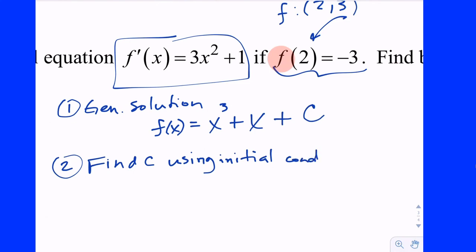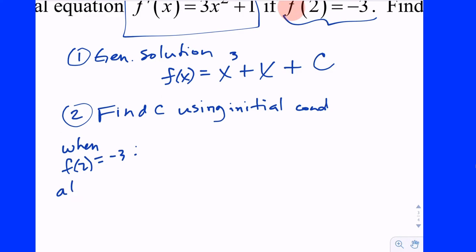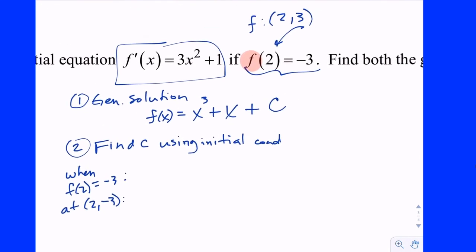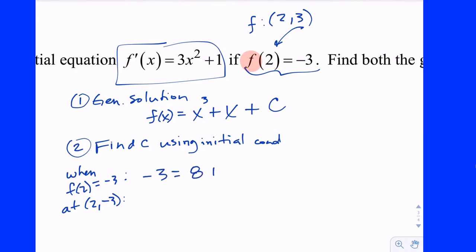All right, part 2, you're going to find c using what we are calling the initial condition. And again, you want to show that you're doing that. So you could say when f of 2 equals negative 3, or you could say at the point 2 comma negative 3, however you want to do it. We plug it in and we get negative 3 equals, plugging in a 2, we get 2 cubed, which is 8, plus 2 plus c. So negative 3 equals 10 plus c, and c equals negative 13.